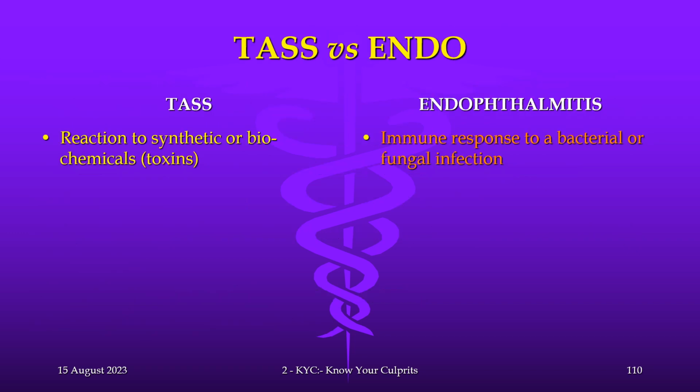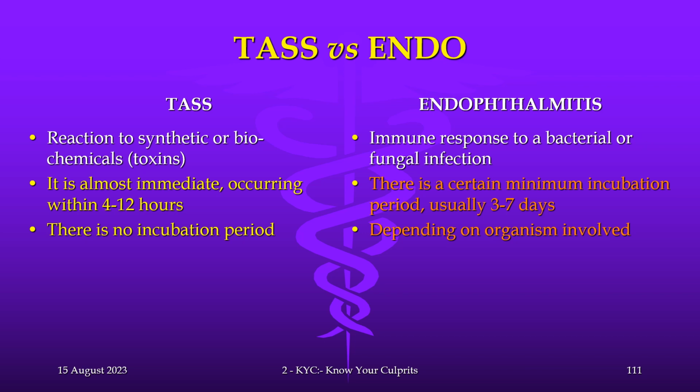TAS is a reaction to synthetic or biochemicals, whereas endophthalmitis is immune response to bacterial or fungal infection. It is almost immediate, occurring within 4 to 12 hours because there is no incubation period, whereas there is a certain minimum incubation period, usually 3 to 7 days, depending on the organism involved in endophthalmitis.